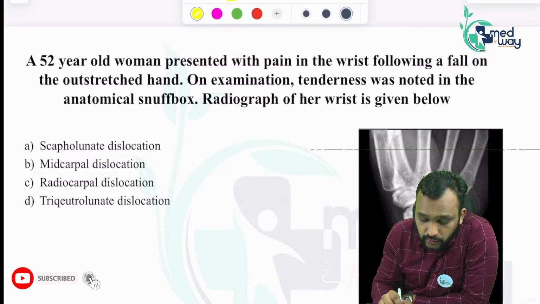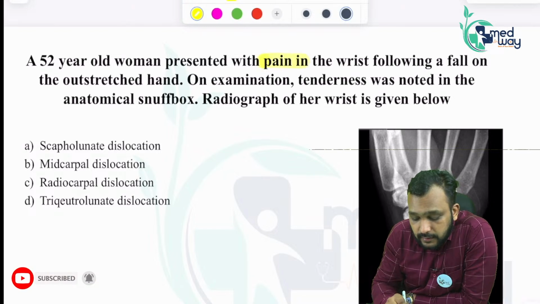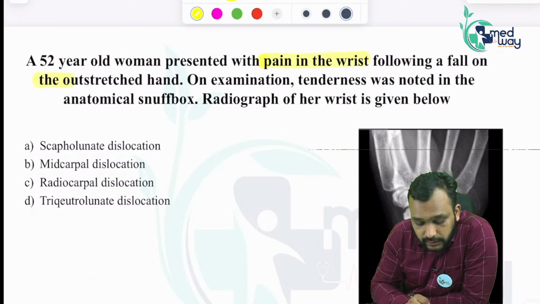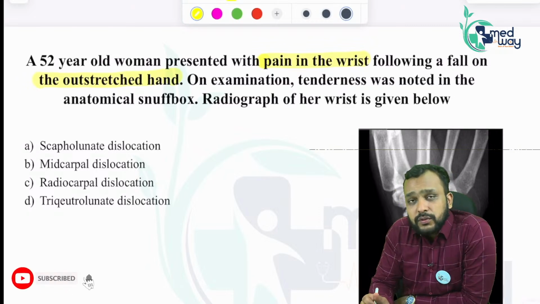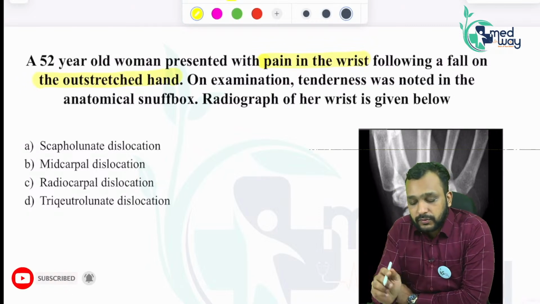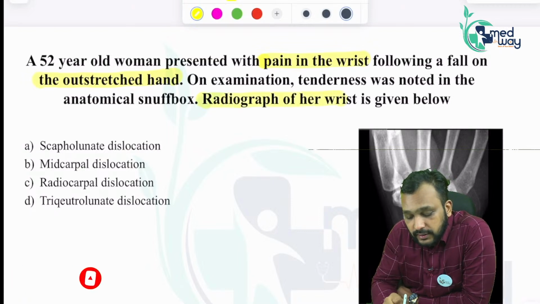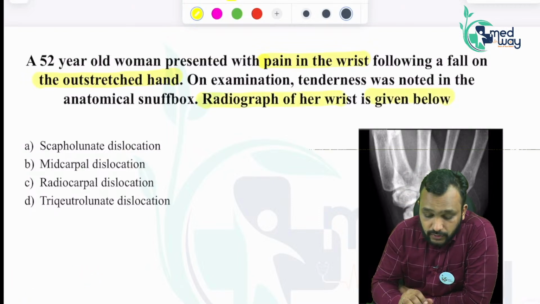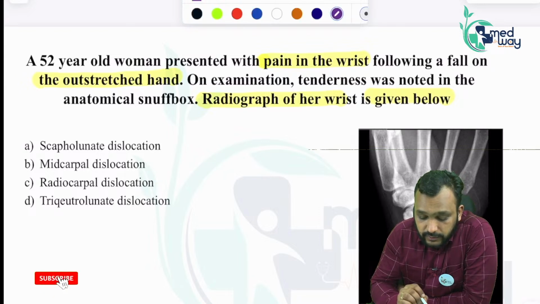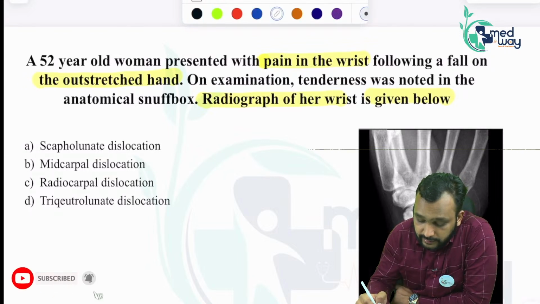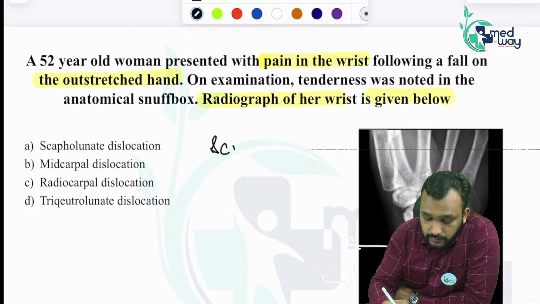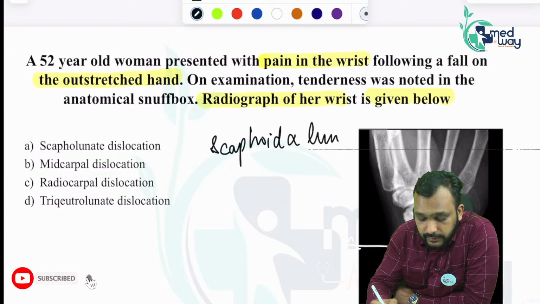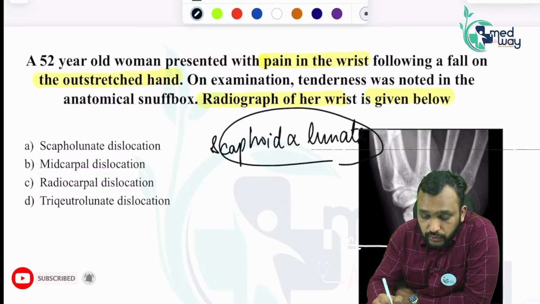A 52-year-old woman presented with pain in the wrist following a fall on the outstretched hand. On examination, tenderness was noted in the anatomical snuff box. A radiograph of her wrist is given below. What you are able to see on this radiograph of the wrist is that there is a gap between the scaphoid and the lunate bone. So this gap between scaphoid and lunate is seen in scapholunate dislocation.